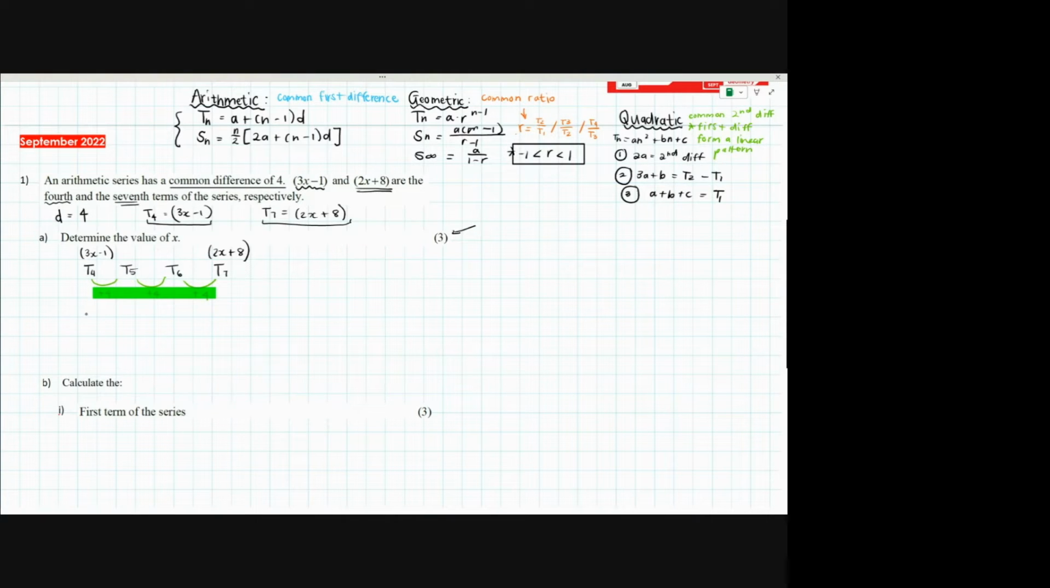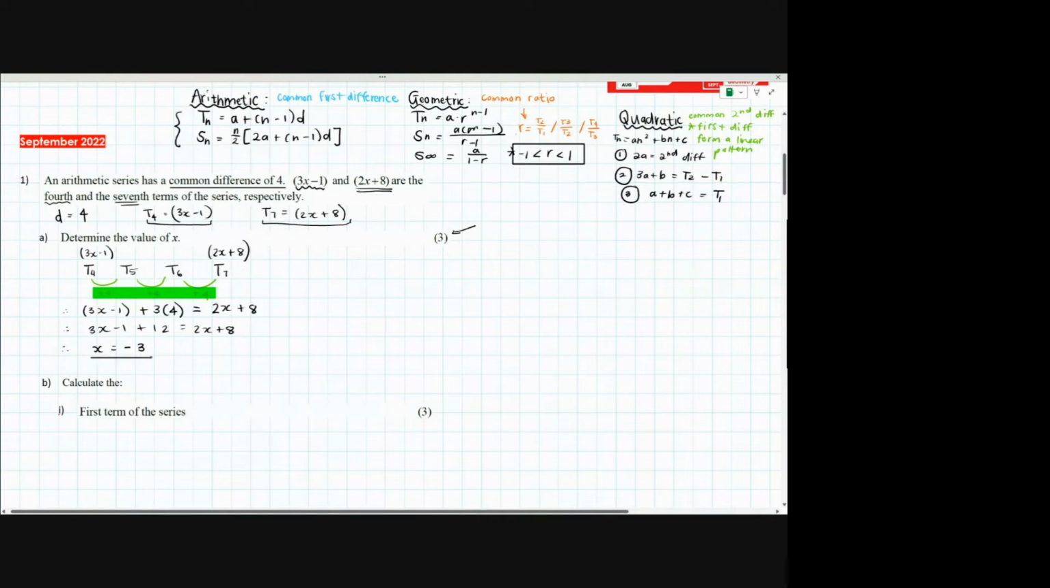So what we can do is set up a little equation. If I go from term 4, 3x minus 1, and I add 3 of my differences, which is 3 4s, I will end up at term 7, which is 2x plus 8. And so now we've set up a little equation for ourselves that we can go and solve. So we've got 3x minus 1 plus 12 equals 2x plus 8. And when I combine my like terms, I get that x is equal to 8 plus 1, which is 9, minus 12, which is negative 3.